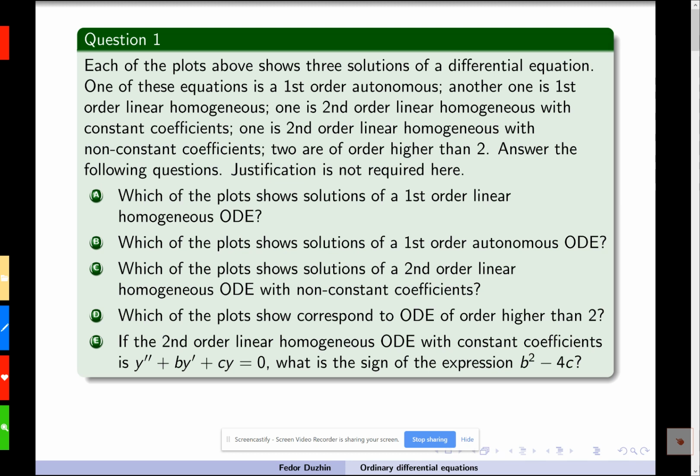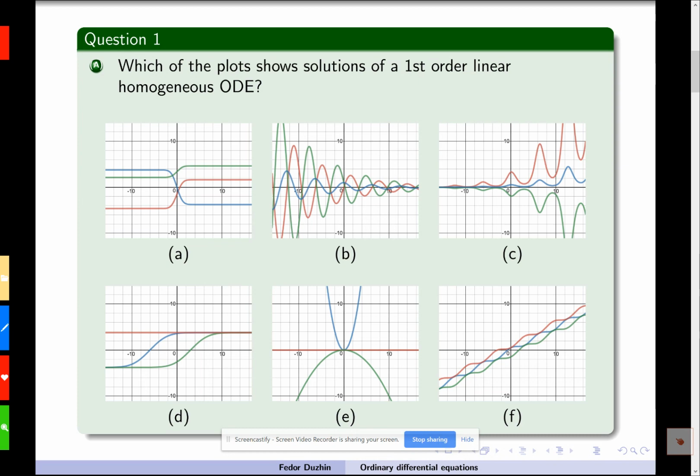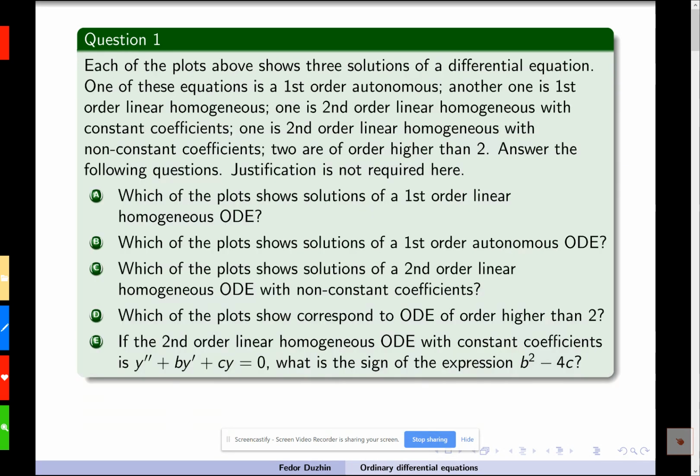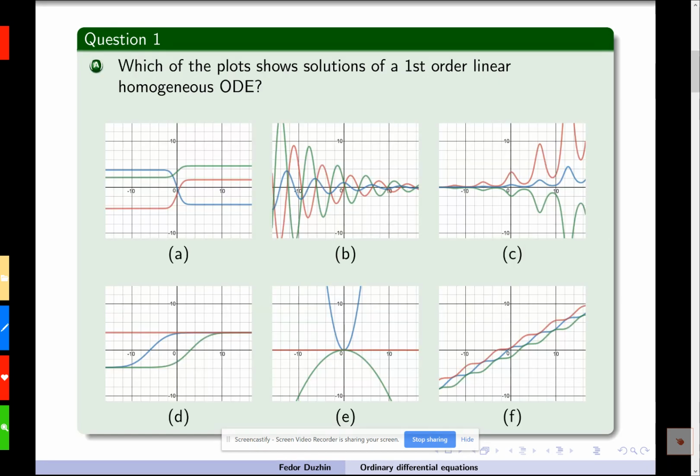The first question is about understanding plots of solutions of differential equations. So there will be 6 plots. Each of these 6 plots shows 3 curves, so 3 solutions of some differential equations. And we are given that one of them is first order autonomous, one is first order linear homogeneous, second order linear homogeneous with constant coefficients, second order linear homogeneous with non-constant coefficients, and 2 are of order higher than 2. Okay? Now, question A. Which of the plots shows solutions of a first order linear homogeneous differential equation?